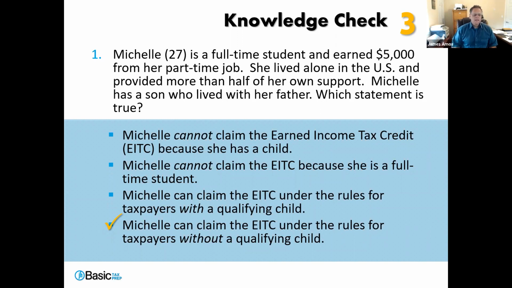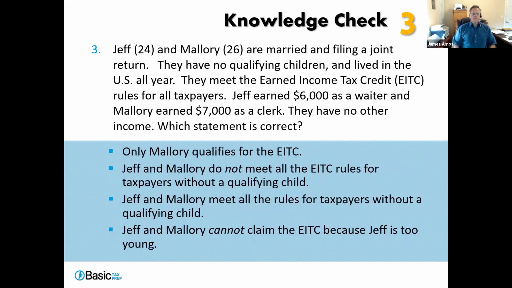There's no rule. Literally, guys, take that sheet I gave you. Those are the literal rules. Don't add anything to it that's not there. Okay? All right. Jeff and Mallory, 24 and 26 years old, are married filing joint return. They have no qualifying children and they lived in the U.S. all year. They meet the earned income tax credit rules for all taxpayers. Jeff earns $6,000 as a waiter, Mallory $7,000 as a clerk. They have no other income. Which statement is correct?